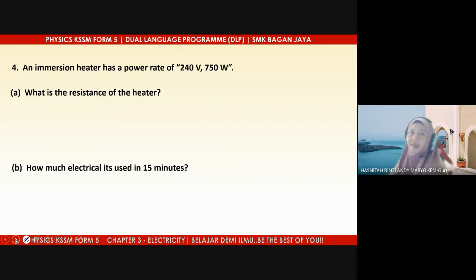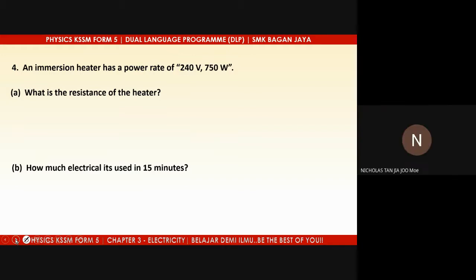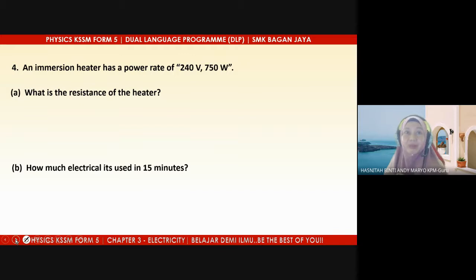Rate of heat generated. All the heat that is generated, sometimes it is lost in a few forms, or means not 100% of the energy used is converted into light. So you cannot say the higher the power, the brighter the bulb is. Tak semestinya. It depends on the efficiency.